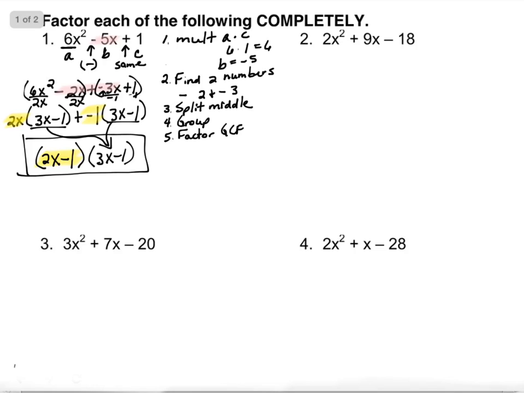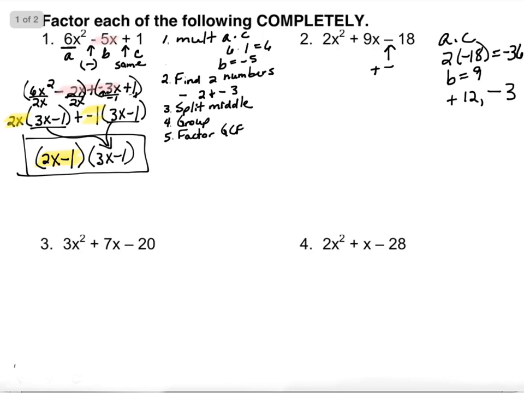Alright, so let's do some more examples. First, we do a times c, which in this example is 2 times -18, which is -36, and b is 9. This one tells me that the signs are different, that I have a plus and a minus in my factors. So in essence, I'm going to subtract them. They multiply to be 36 and add to be 9. Well, that would be 12 and 3, and it's positive 9, so it's positive 12 and negative 3.